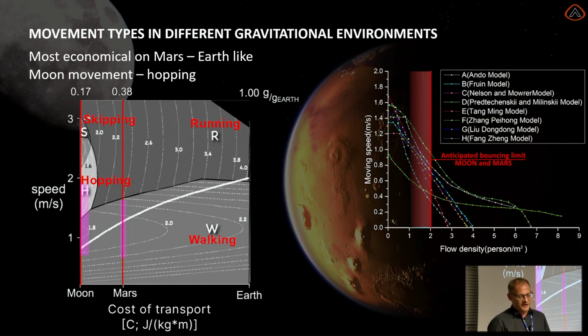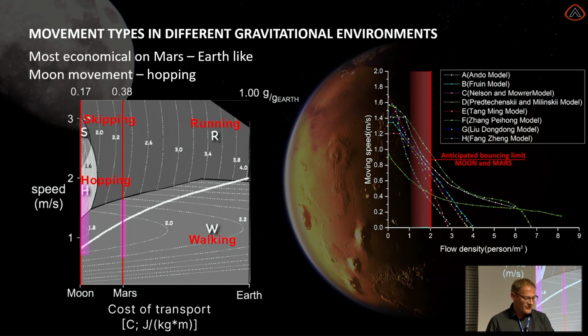Energy-efficient Moon locomotion may consist of different types of movement, like skipping and hopping. This is the Moon. And it all depends on the cost of transport. You can find it later in my paper. With a Froude number equal to Earth, the transition from walking to running occurs at a speed of 0.8 meters per second.